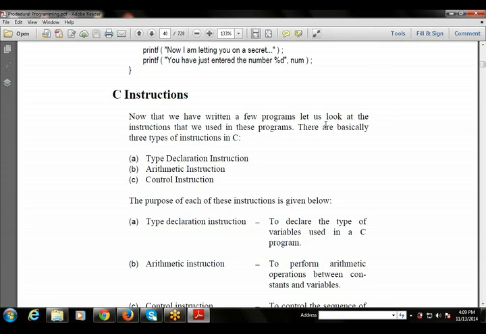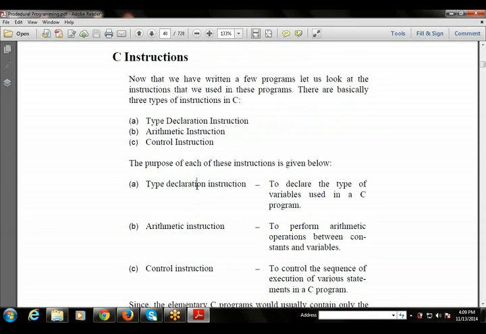This is C instruction, that is any instruction, any data that is written within C is known as a C instruction. A group of English statements is known as an instruction, and there are multiple instructions available in C. C provides three types of instruction: one is type declaration, one is arithmetic, and one is control instruction.